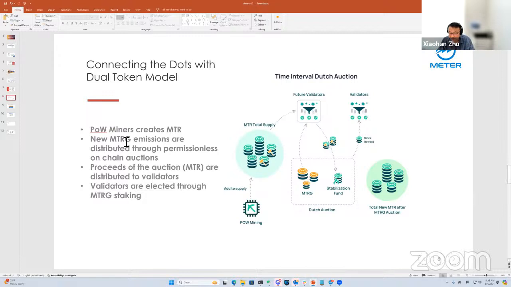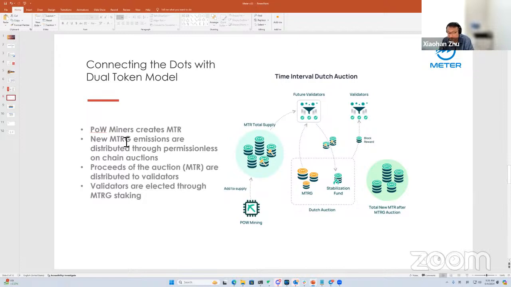At every epoch, the participating validators will receive rewards, but the rewards are in the MTR, the gas token. So where does it come from? Actually, it comes from the ongoing auction of the network. Every day, every 24 epochs, in order to participate in the auction, you have to use the gas token, the MTR token, to participate.